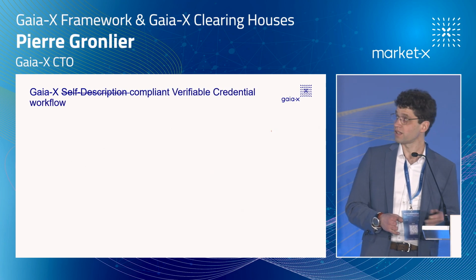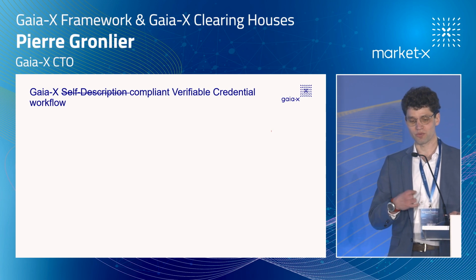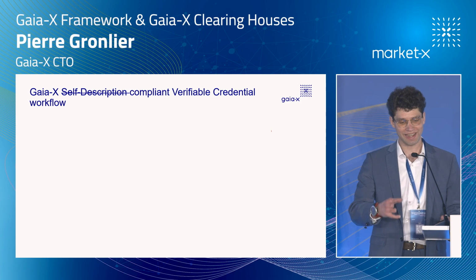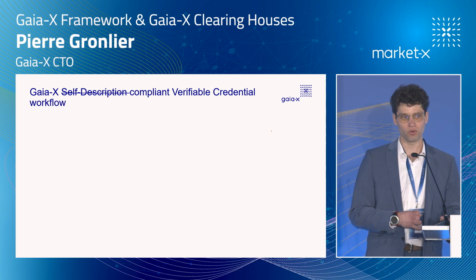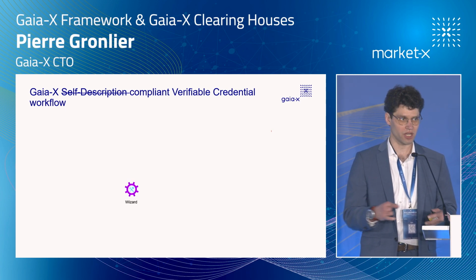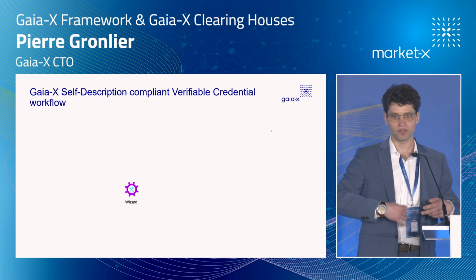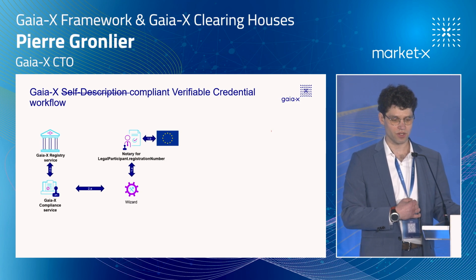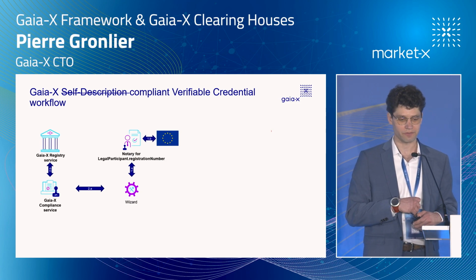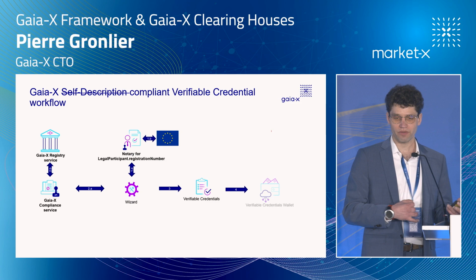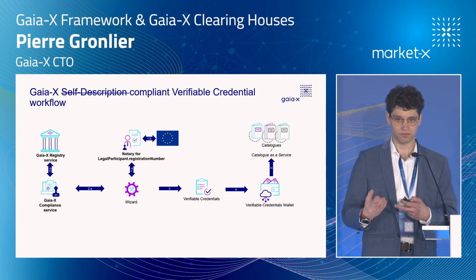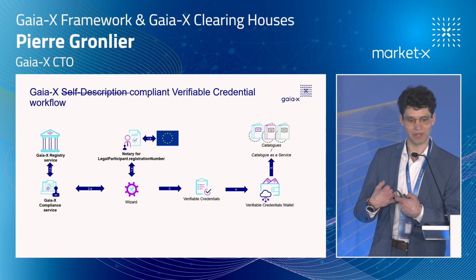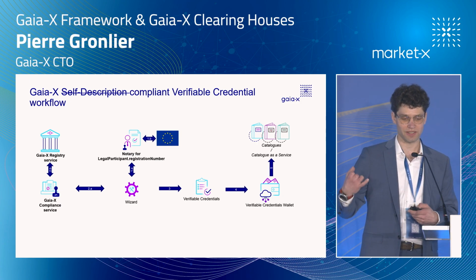So the first thing we said is, we are not going to talk about self-description anymore, or we are going to use the proper wording. So it's a Gaia-X compliant credentials workflow. And in the workflow, we start with a simple UI. You have a wizard. Under the hood, the wizard will call the same services, the notary, the compliance, the registry, the same registry we saw earlier. At the end of that wizard, you will get your credentials as the holder that you can store in your wallet, in your participant agent, and you will be able to present that to a catalog.